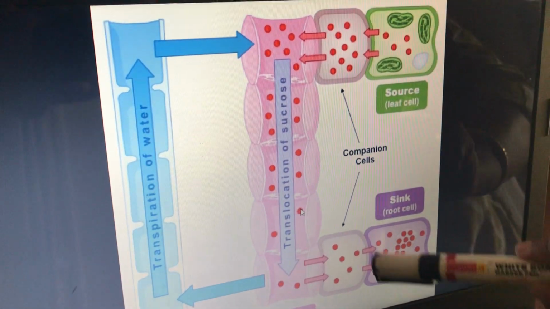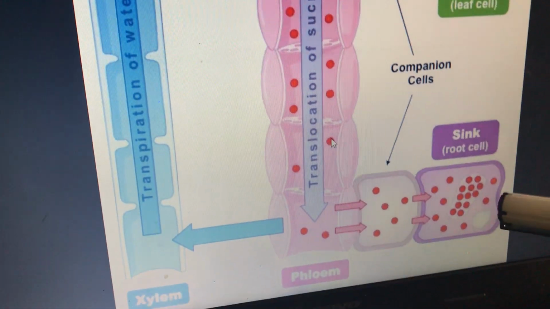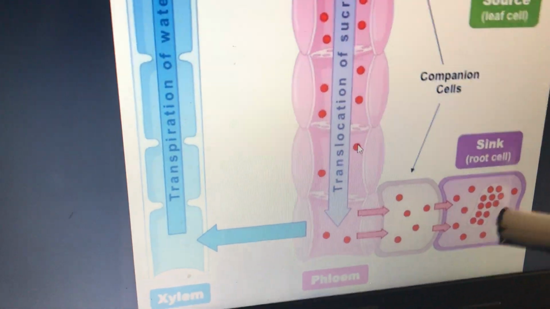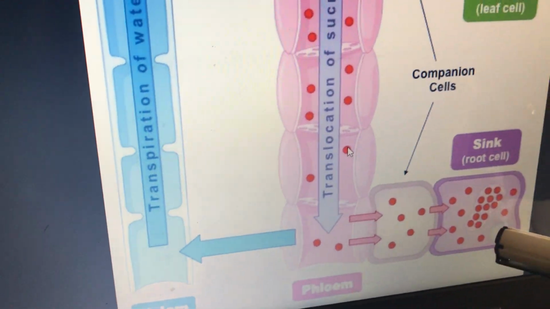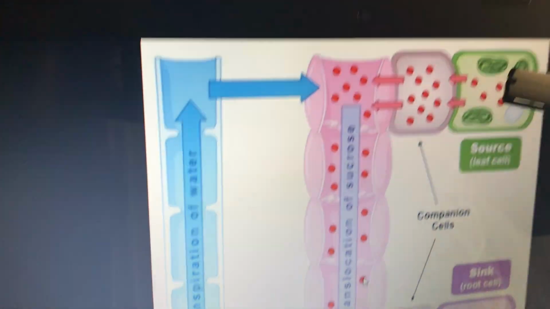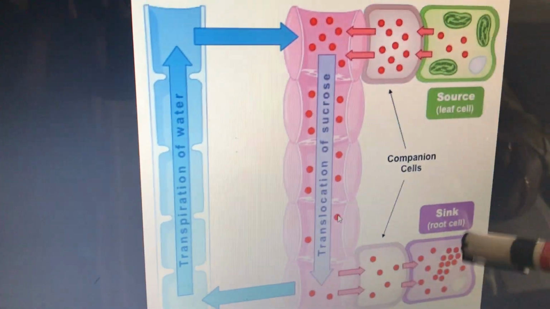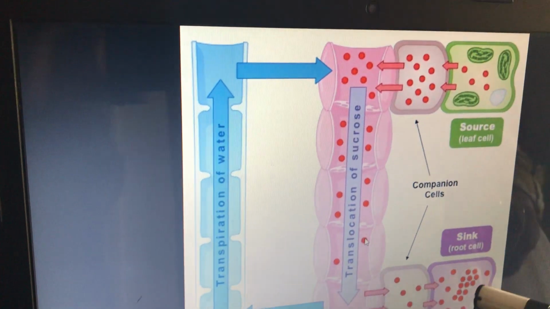This is the storage tissue. This storage tissue can be anything which stores the food. In certain plants it can be fruit, in certain plants it can be root, like an underground part, potato for example. So this is how the food will move from source to sink through the phloem. And why is it called translocation? In this case, the source is this one, the sink is this one.